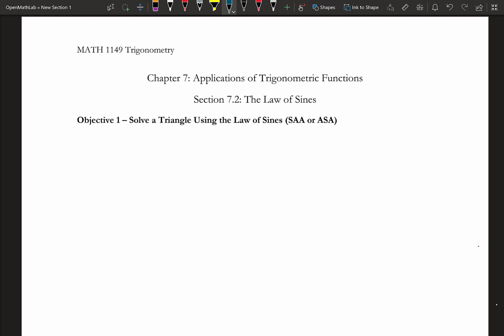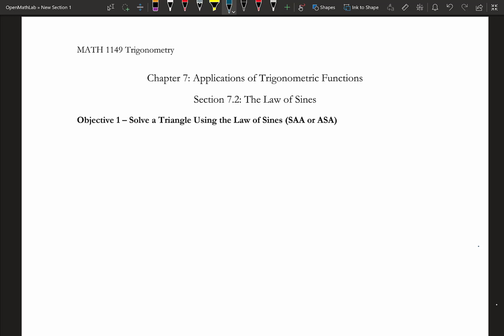Hey class. So we're ready to start in chapter 7. Notice that we're skipping over 7.1. That section's not in the course, but 7.2 and 7.3 are. 7.2 is the law of sines.